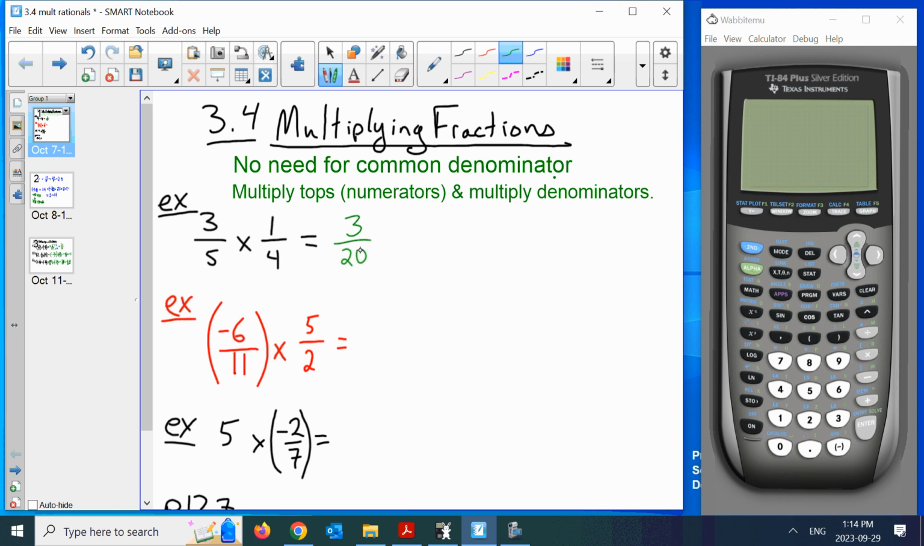That are negative. Negative 6 times 5, negative 30. 11 times 2, 22. Can we reduce this one? Yeah. Divided by 2, top and bottom. And we're really dividing by 1. Remember? 2 out of 2 is 1.